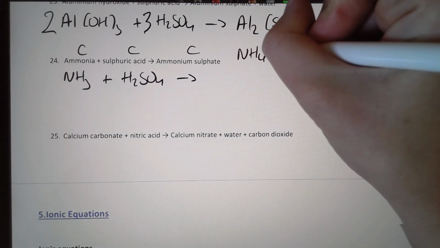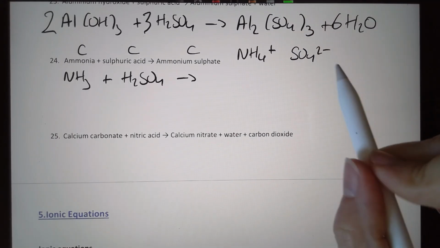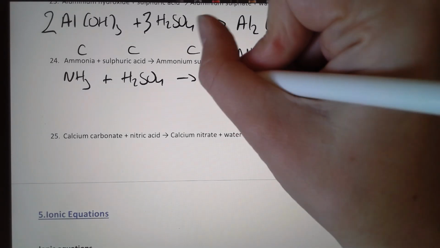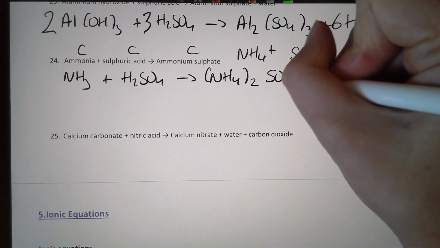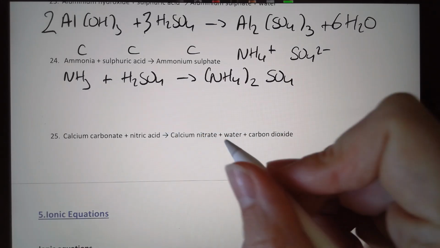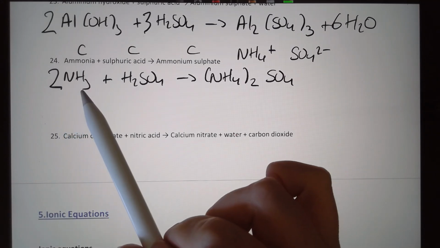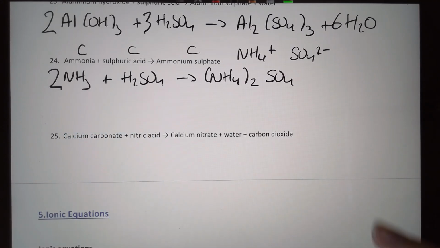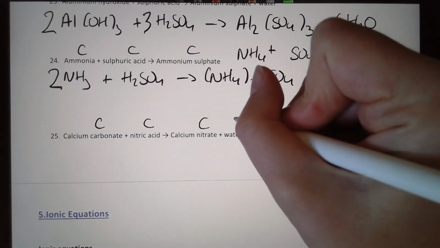It's NH4+. Sulfate is SO4 2-. That means I need 2 ammoniums for every 1 sulfate. So I'm putting my ammonium in a bracket, and I've got the sulfate on the other side. 1 sulfate on each side, but I've got 2 ammoniums there. I'll need 2 there. And if I check my hydrogens, 2 3s are 6 and 2 is 8. 2 4s are 8. Last one I've got here, I've got compound, compound, compound, compound, compound.